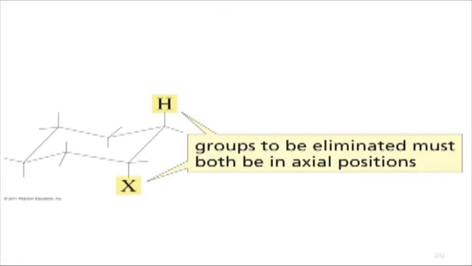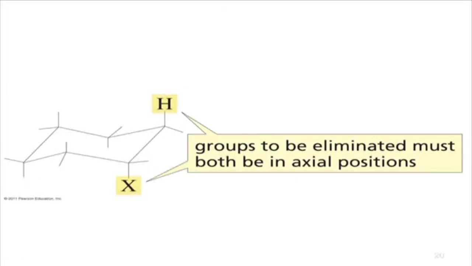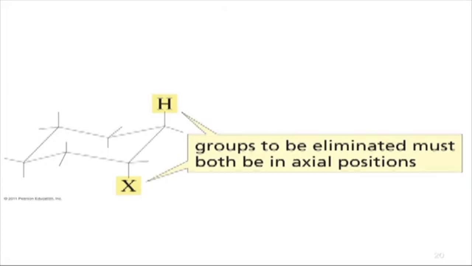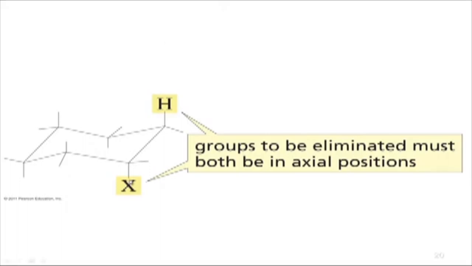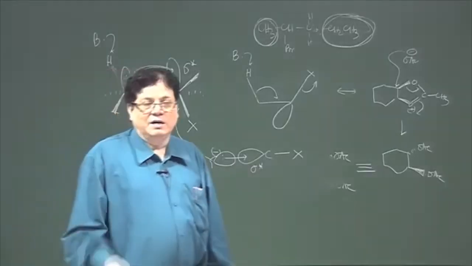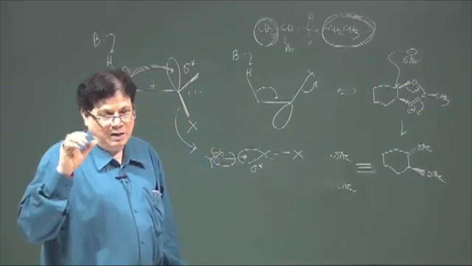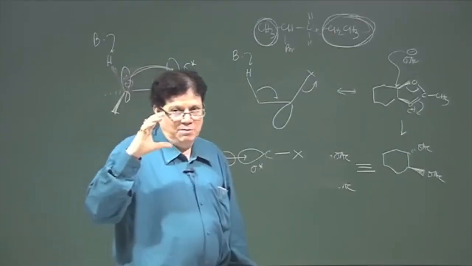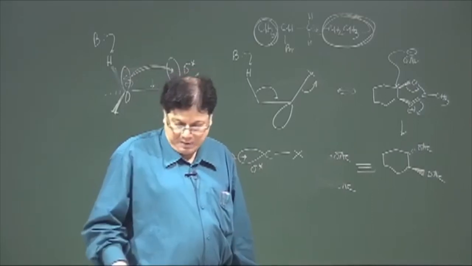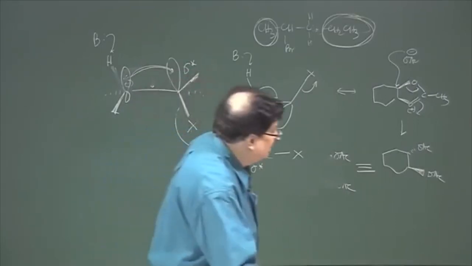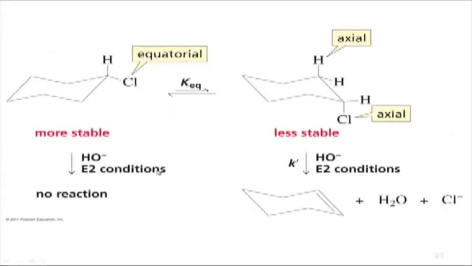That tells you that both the hydrogen and the X have to be axial. One is beta axial, the other is alpha axial, or vice versa. So they have to be trans-diaxial. That is what is said: both the leaving groups have to have a trans-diaxial relationship. Okay. Now let us see whether there is any more problem here.